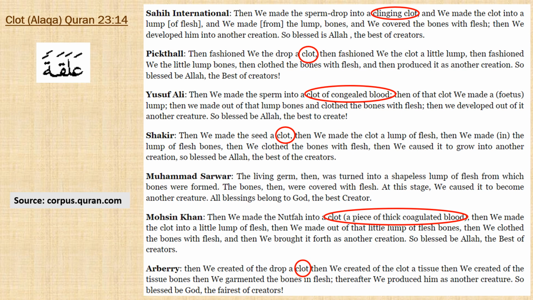The Quran in 23:14 and 22:5 uses a word called alaqah, shown here in the Arabic. Sometimes it is translated as clinging and other variations. A consensus in the translation says it means a clot. An example of 23:14 is shown here. Commentaries will be shown next, which explain that this is the blood stage in the formation of the embryo.